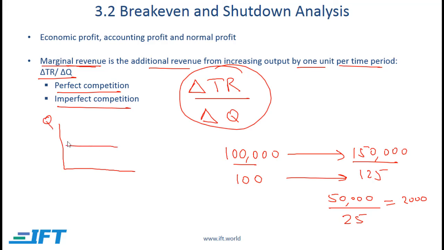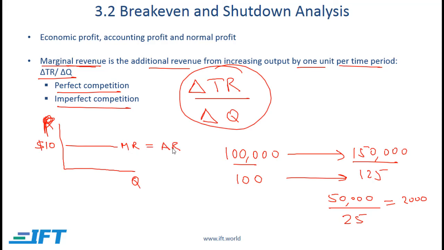So if you have price on the y-axis, quantity on the x-axis, and let's say that the market price of oranges is $10, then this is the price that you face. No matter how much you sell, you will be selling for $10 per unit. So in a perfectly competitive environment, we can say that the marginal revenue, which is the revenue from selling one more unit, and that is 10, is going to be equal to the average revenue.